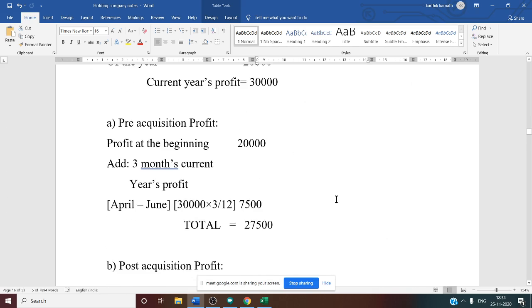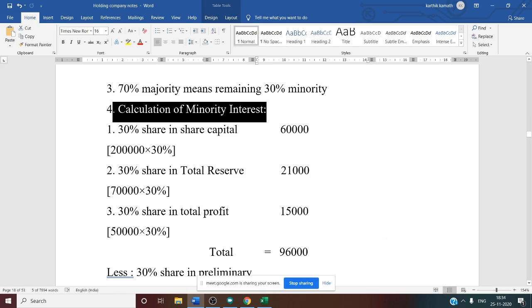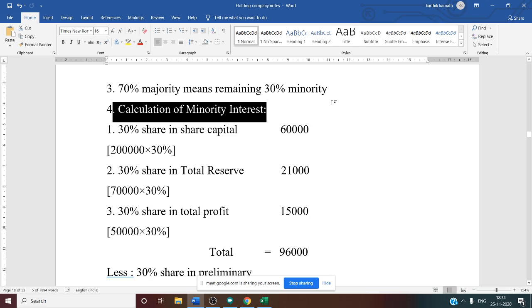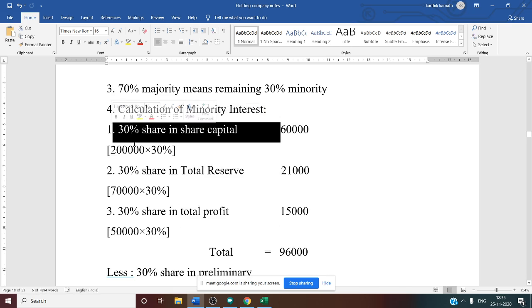That is the third one. Then the fourth one, calculation of minority interest. Once you know the majority-minority ratio or percentage, you can easily calculate minority interest. How to calculate minority interest? Three basic things are needed. One is share capital of subsidiary, total reserve of subsidiary, and total profit of subsidiary. So first thing, 30% share in share capital.